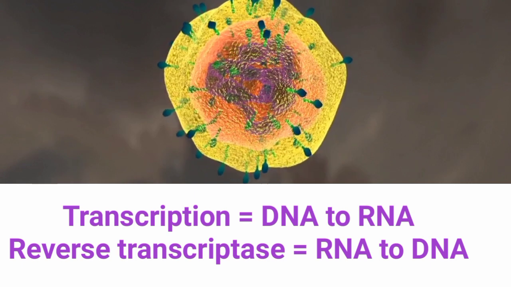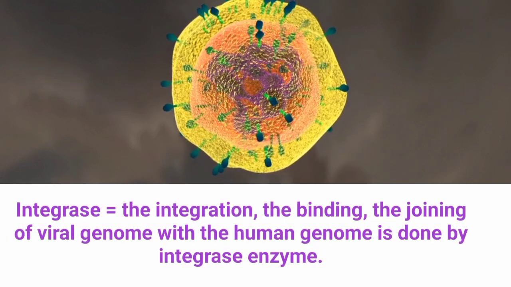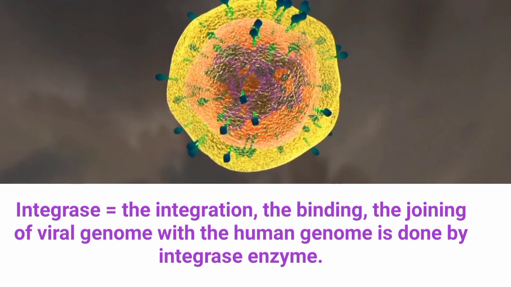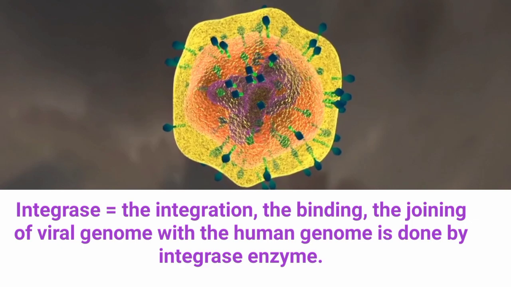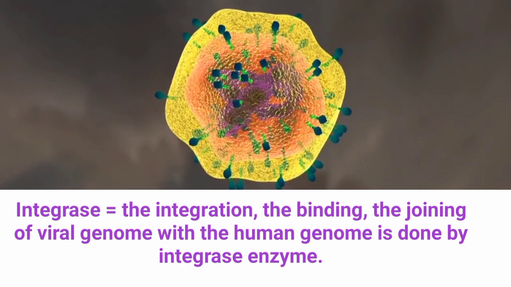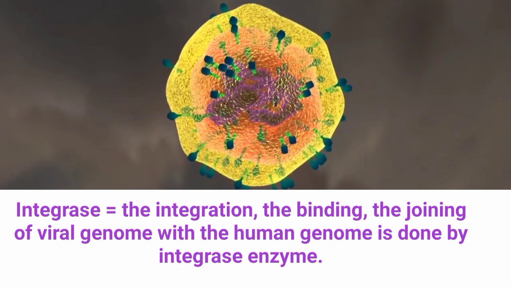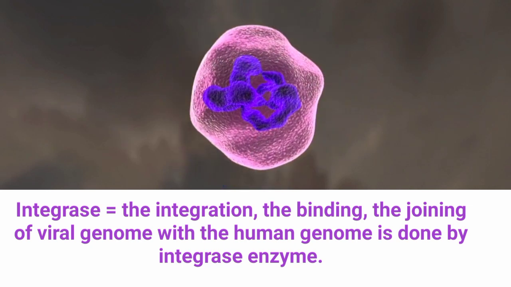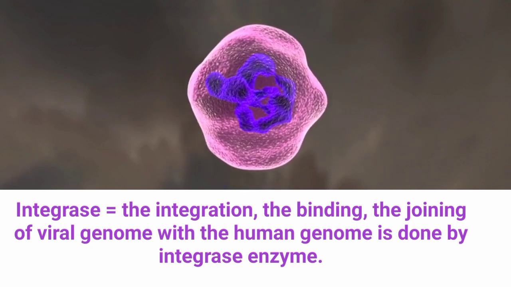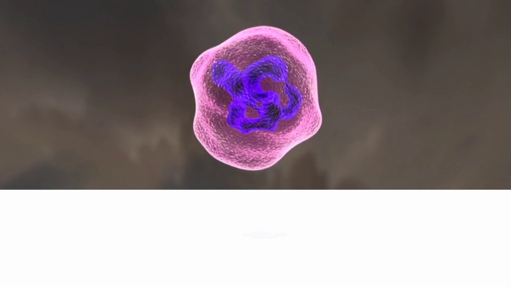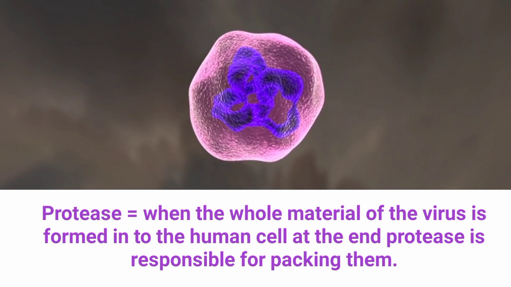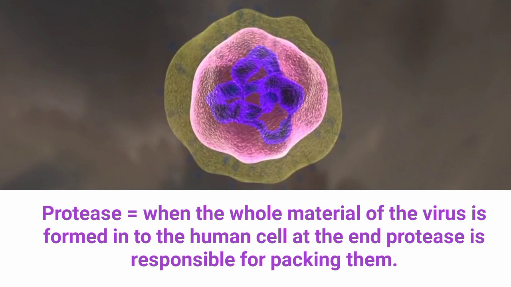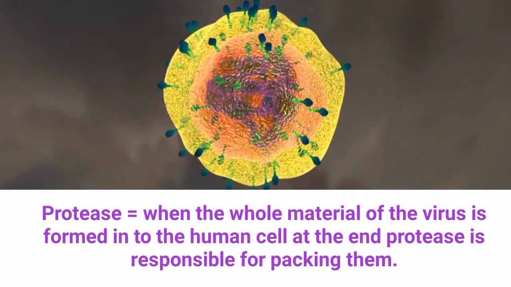Now the next enzyme is integrase. Integrase means integrating, adding. When the virus infects the host cell, its main aim is to integrate its genome with the host cell genome. The integration, the joining of the viral genome with the human genome, is done by this integrase enzyme. Now the third one is protease. When the whole material of the virus, like protein and genome, is formed in the human cell, at the end protease is responsible for packing them.